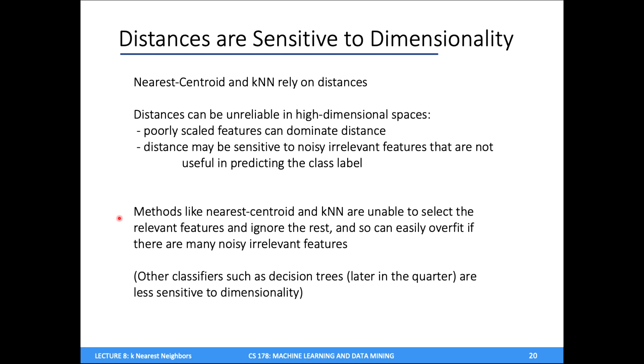But this is kind of a problem for things like the nearest centroid and the kNN algorithm, because these algorithms can't really ignore irrelevant features. If we have these irrelevant features in our data set, they're going to affect our distance calculations. And so, having irrelevant features can often lead to poor performance for these distance-based classifiers. We'll see later some other classifiers like decision trees that are actually quite robust to these noisy features. They can almost do feature selection where they throw away irrelevant data and just keep the features that are actually useful for making predictions.